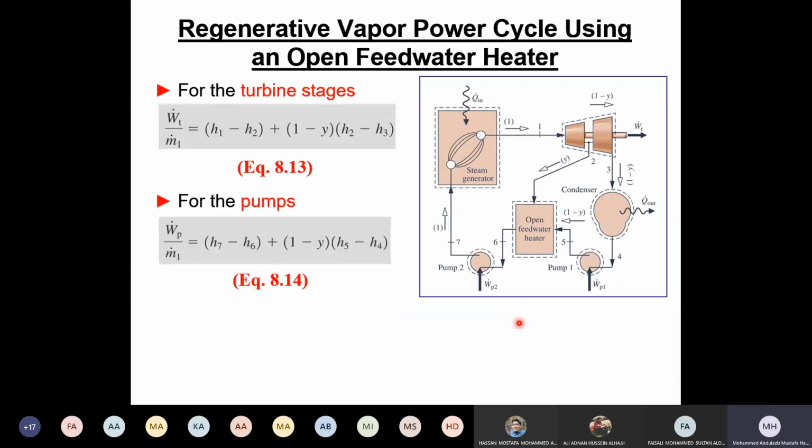Then once we get the value for y, we want to calculate the turbine work. How do we calculate the turbine work? Now we remember that we use the mass here. So now we see here the mass in the first turbine. What is the work of the first turbine?